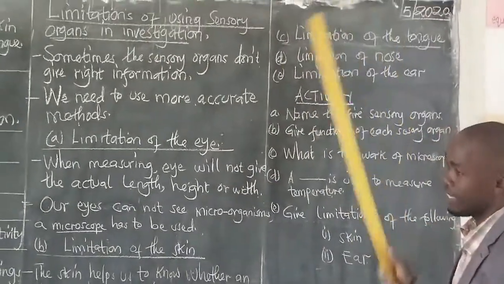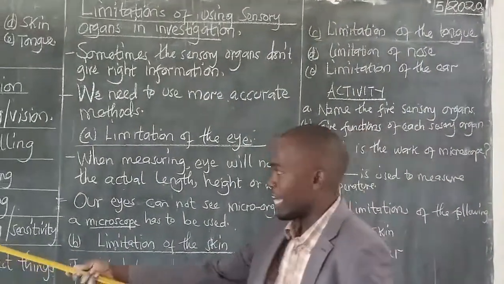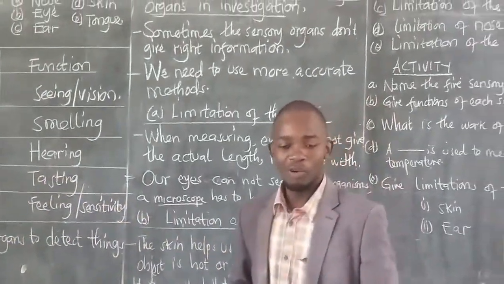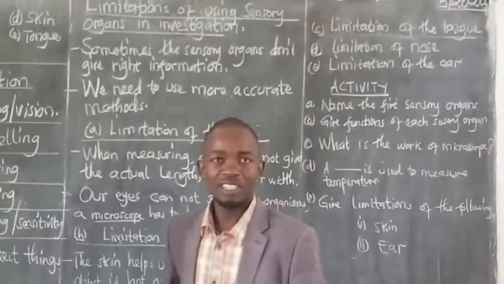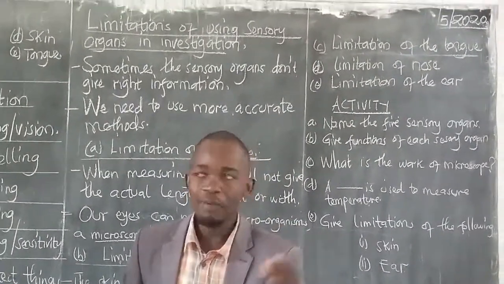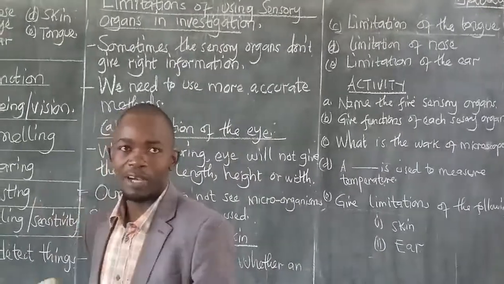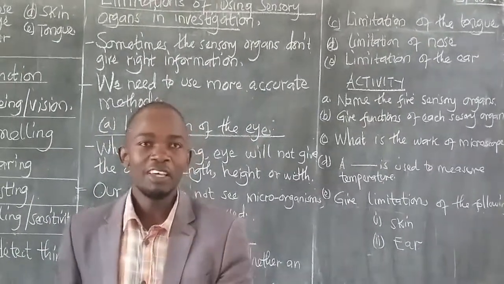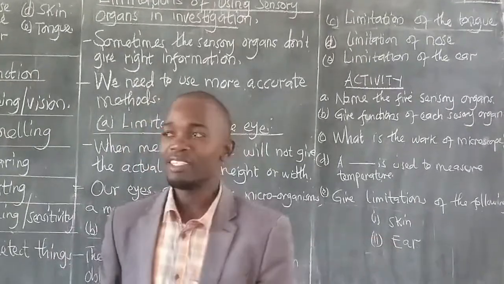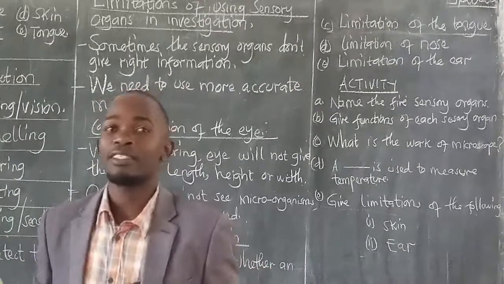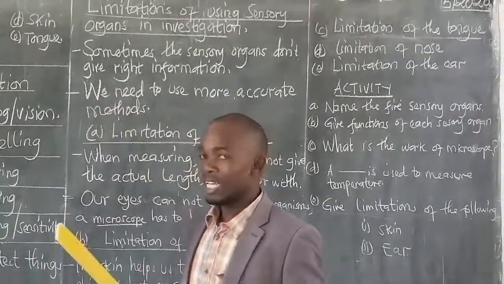Limitation of the tongue. Tongue is for tasting. You want to know whether a food or a substance is sweet, whether it is bitter, whether it is sour. But the tongue will fail to determine the degree of sourness, the degree of bitterness, or how sweet it is. That is a limitation.